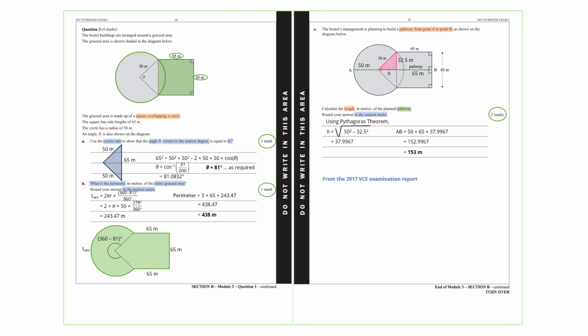From the 2017 VCAA examination report, this question was not answered well. Some students made an incorrect assumption about the distance in the square-circle overlap.